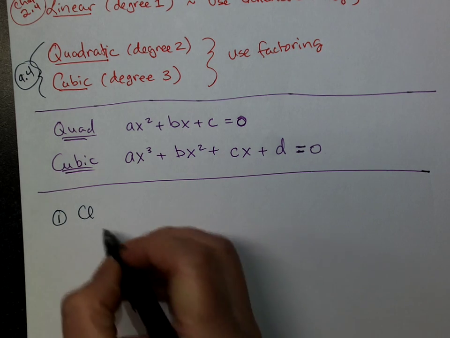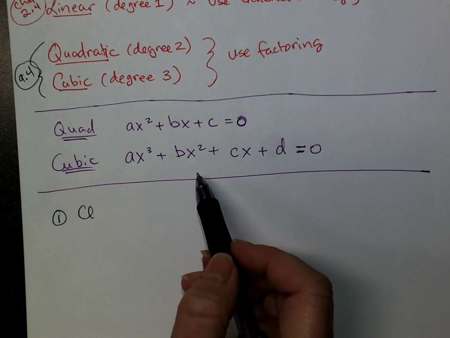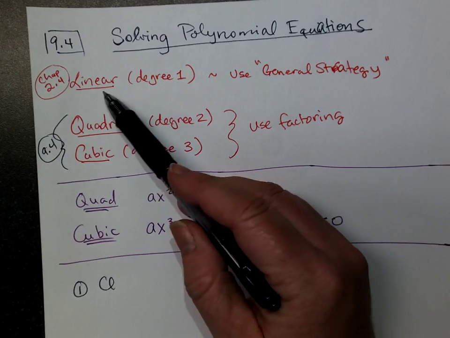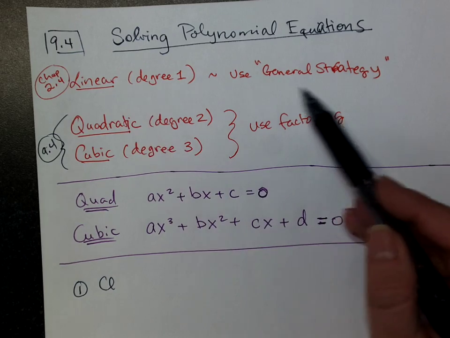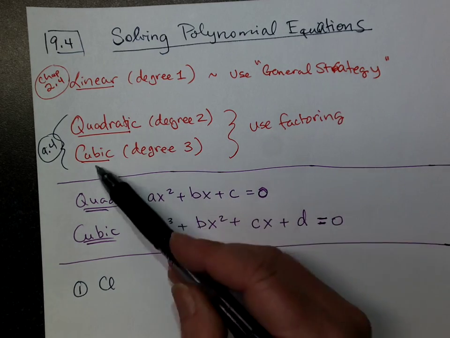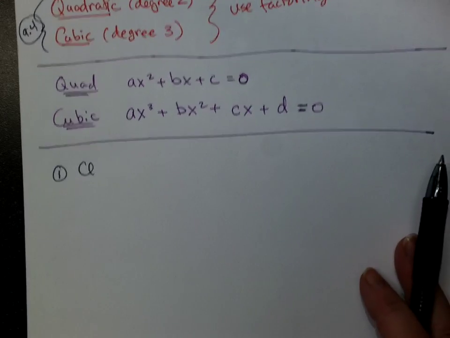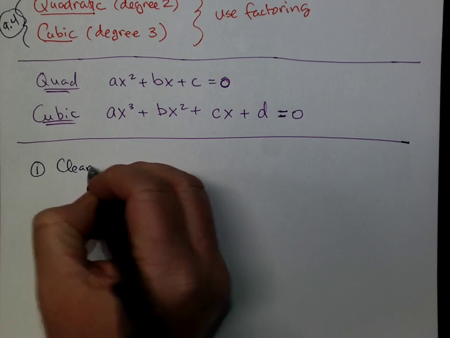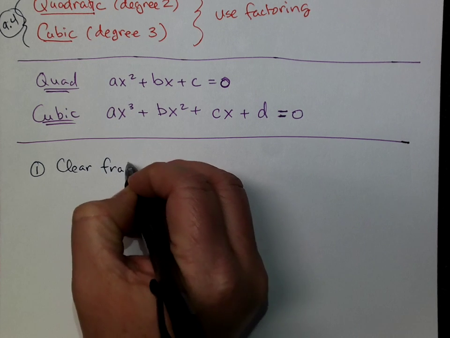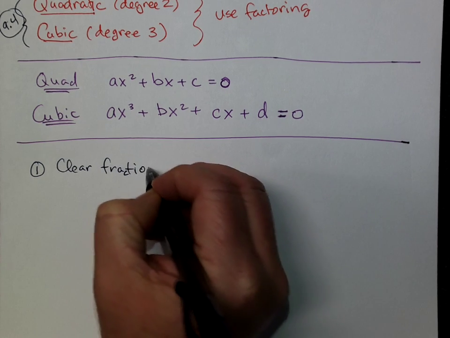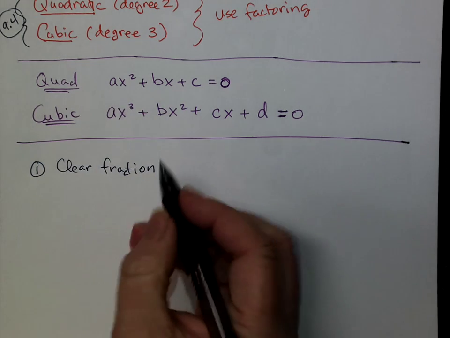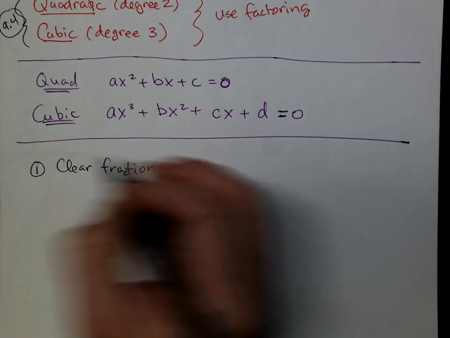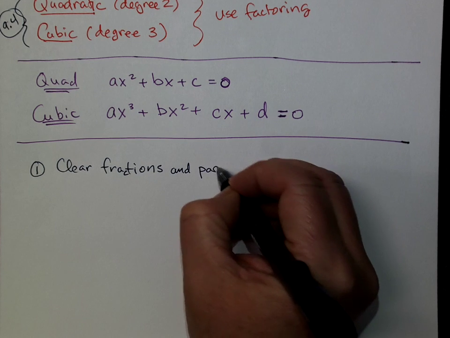Okay? The first thing you're going to do, given a polynomial equation. Now when I say polynomial, I'm assuming a higher degree. You've already been solving linear equations. Okay? That uses your general strategy. If you've got a higher degree polynomial equation, your first step is actually the same as the first step for linear equations, which is clear any fractions or decimals. I'm just going to write fractions because I'm not giving you any decimal ones. Okay, but it's the same idea. If you did have decimals, you'd clear them first. Clear fractions first, and then clear any parentheses.